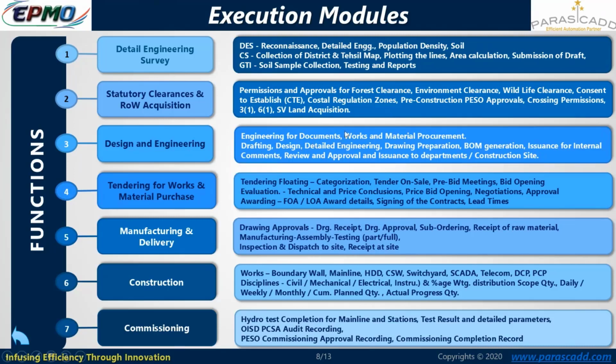Engineering for documentation and drawings will be done. Engineering for work contracts will be done, so the detailed scope will be worked out over here. Engineering for material procurement will be done. So these are the key stages: drafting of the documents, designing of the documents, designing of the works, detail engineering stage, drawing preparation, bill of material generation, issuance for internal comments, review and approval, and issuance to departments and to the construction sites.